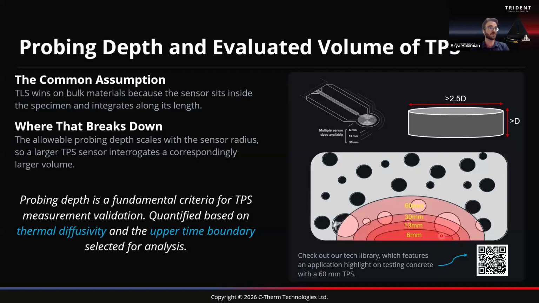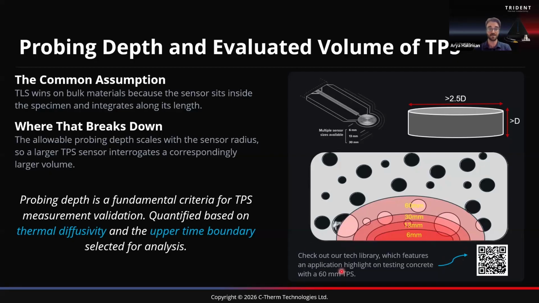You can imagine if you were comparing a very small TPS sensor, so a 6 mm, or even some of the smaller, down to 1 mm sensor sizes, and you were to place that on a heterogeneous material, then yes, a needle probe, which is inserted down, is going to capture more volume and be more representative. But through the use of the larger size sensors, you can, in some cases, get a larger evaluated volume than the TLS. So that comment on TLS being the be-all, end-all, more representative output, I would push back a little bit against.